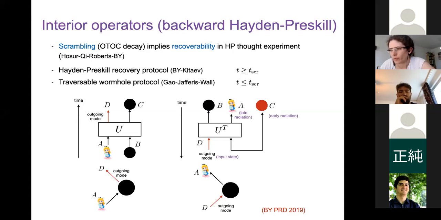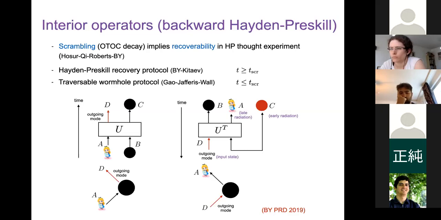We had the outgoing mode, which is coming out from the black hole. But if you reverse the time flow, then the outgoing mode is returning back to the black hole. Then you can interpret this returning mode as an input state in the Hayden-Preskill thought experiment. Then this reconstruction problem has the same structure as the Hayden-Preskill recovery problem. And here C plays the role of early radiation, and the infalling observer plays the role of late radiation in the Hayden-Preskill thought experiment.